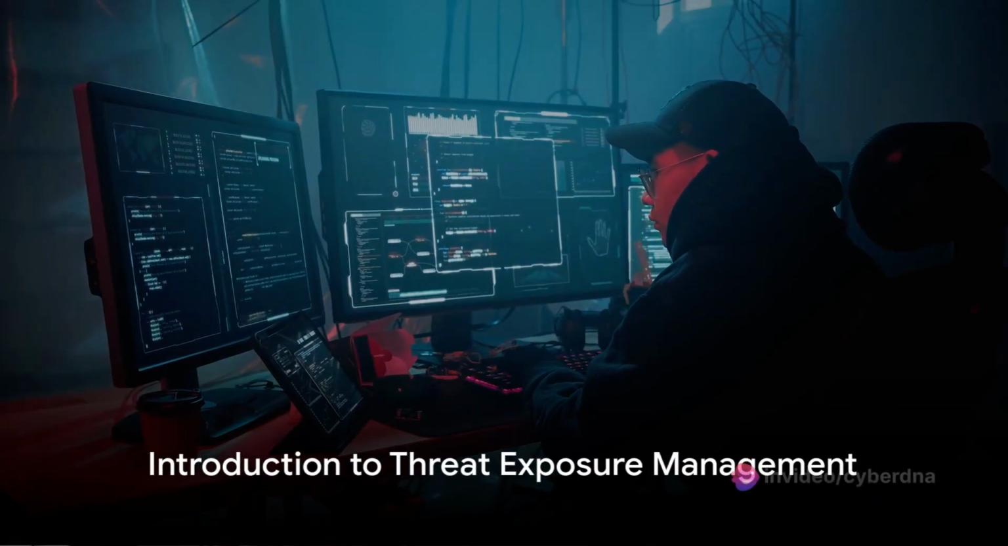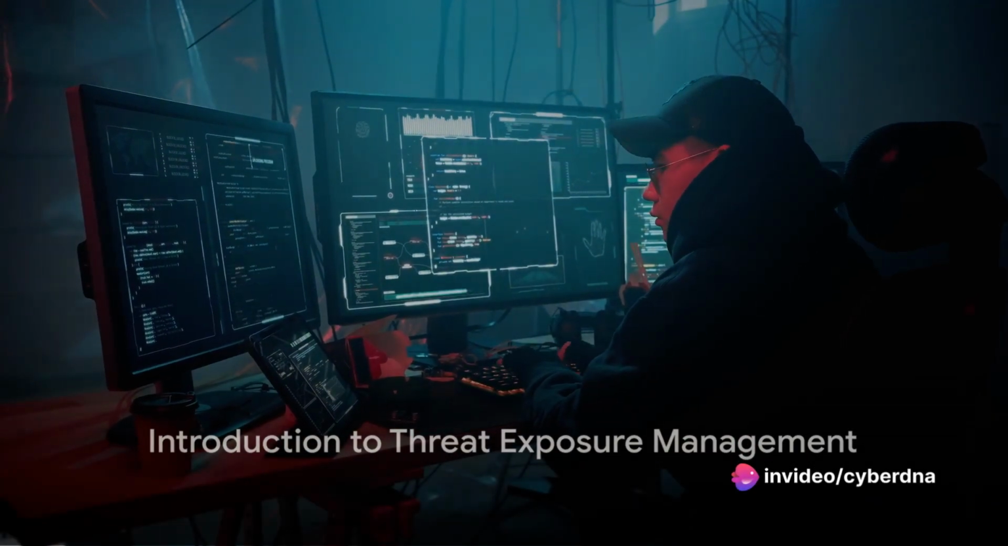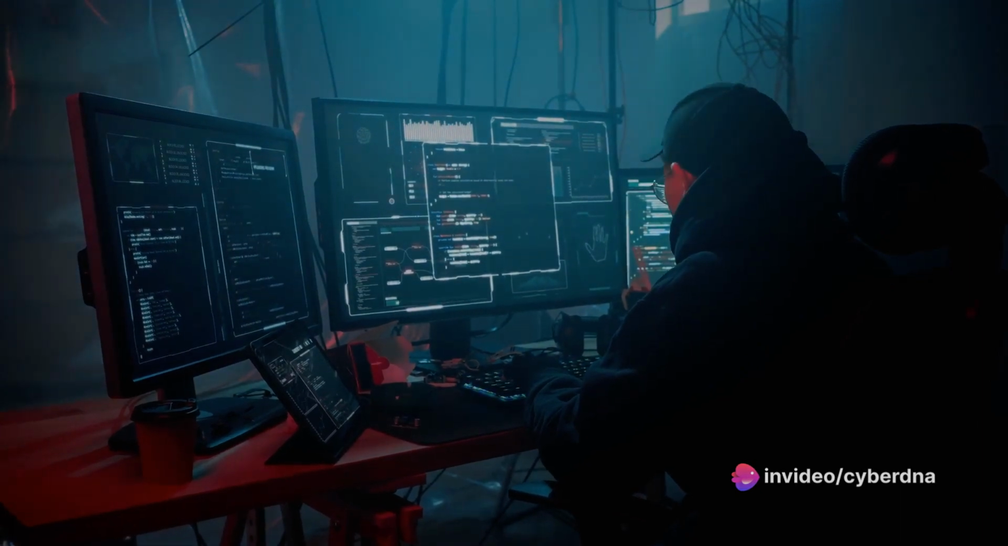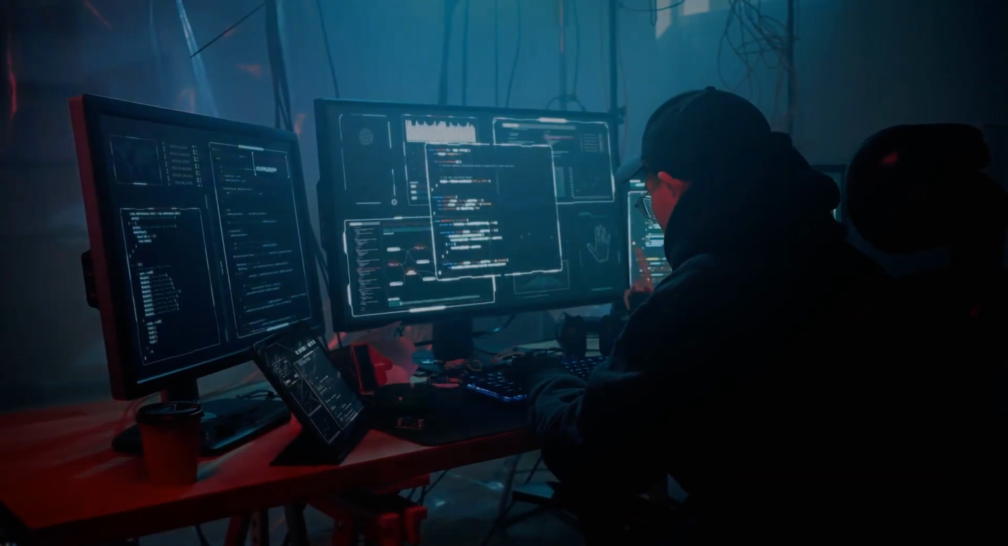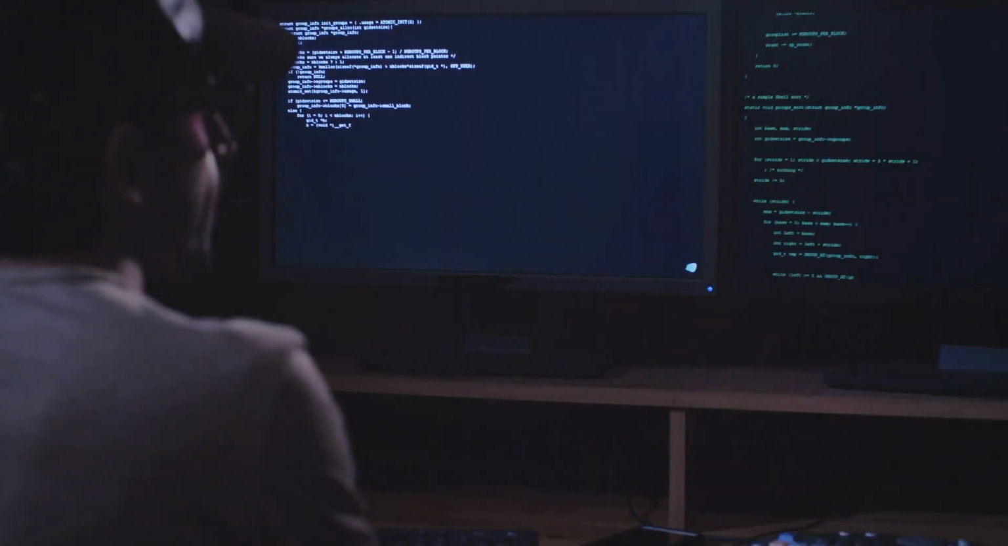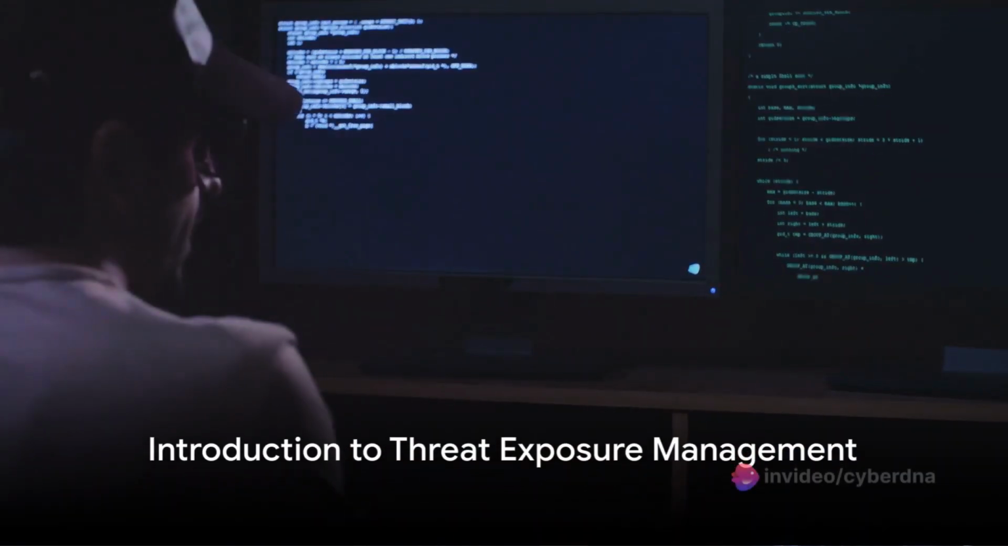Imagine a world where cybersecurity threats are like invisible ninjas, lurking in the shadows of a company's IT environment, ready to strike at any moment. How can a company possibly defend against these unseen foes? Enter the world of threat exposure management.